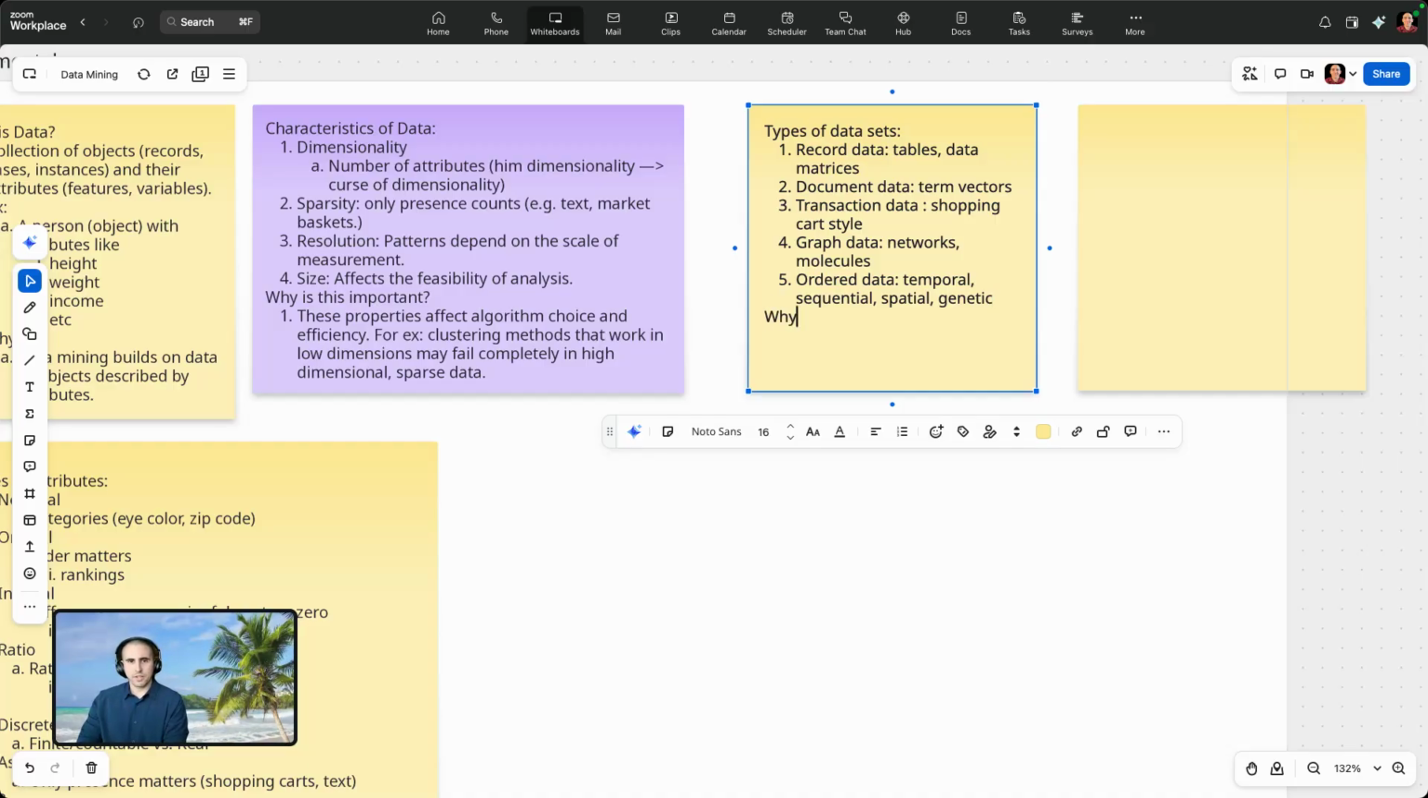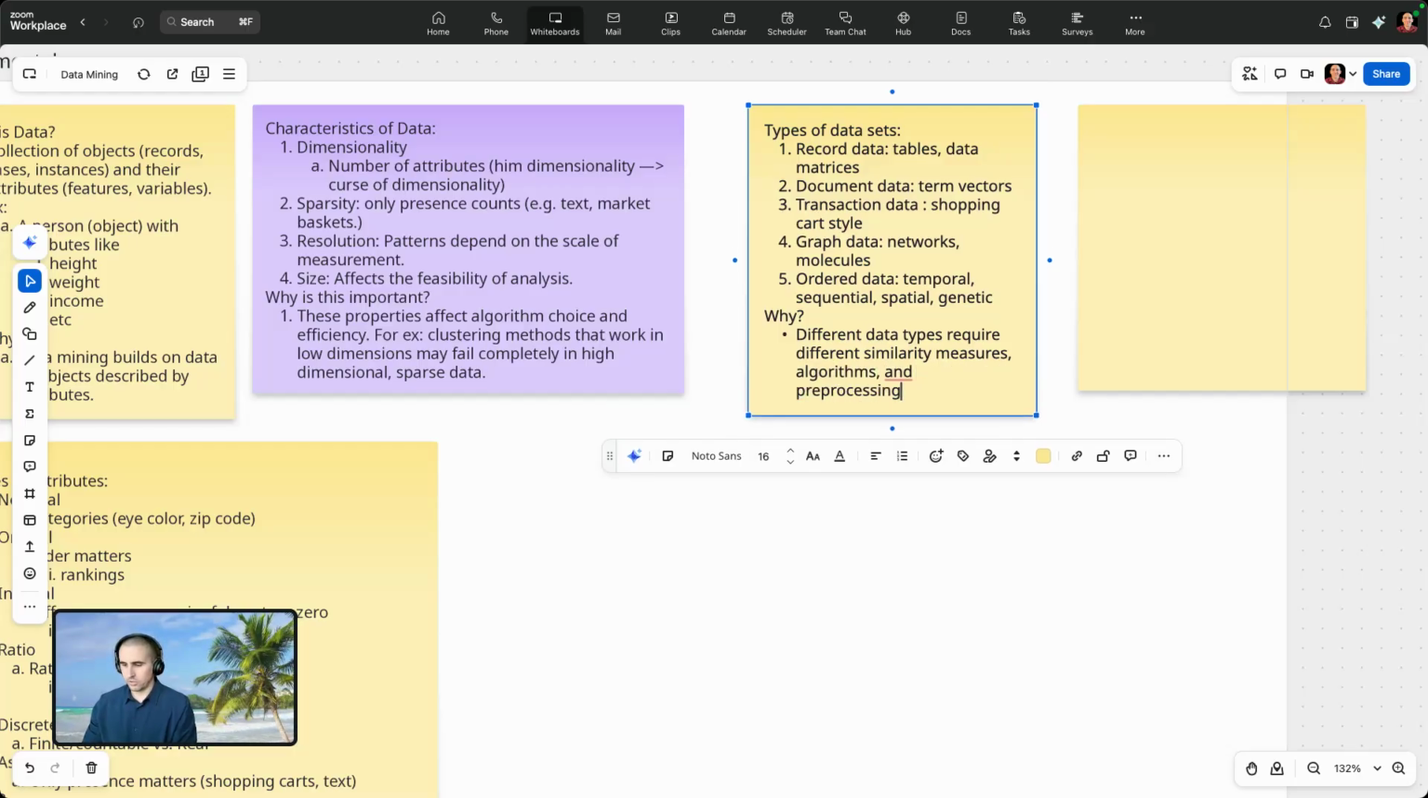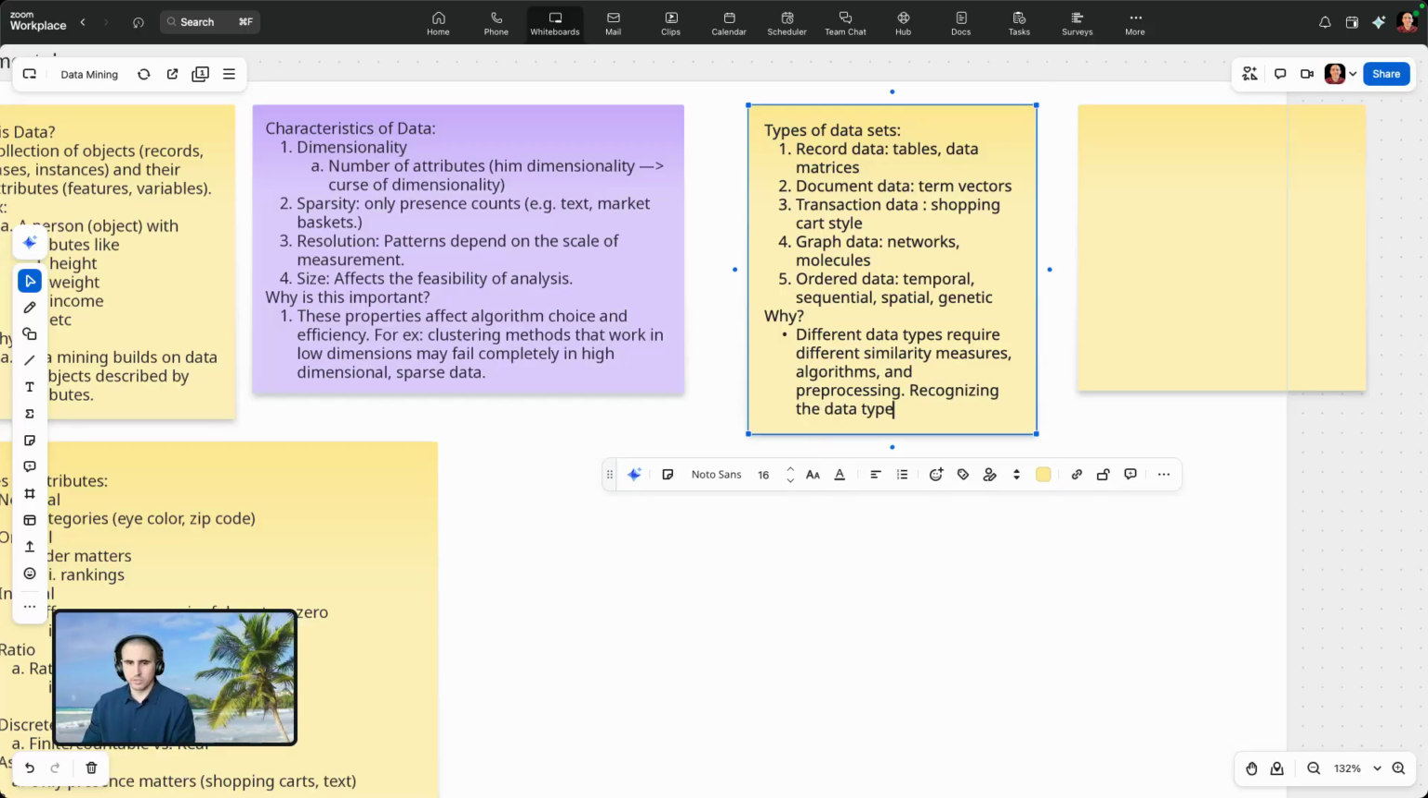And why is this important? Different data types require different similarity measures, like what we were talking about earlier when we're using the Minkowski distance and these other distances, algorithms, and pre-processing. So recognizing the data type ensures you pick the right tool.